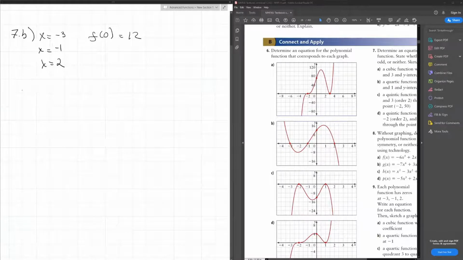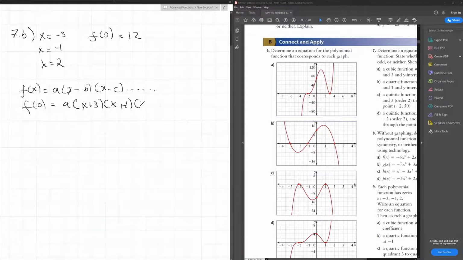Well, we know that the way to write a polynomial function would be f of x equals a, where this is the leading coefficient, and then this is x minus something, let's say b, x minus c, and so on. So in here we know that f of 0 is equal to a, and we know what the factors have to be, since we know the x-intercepts: x plus 3, x plus 1, and then x minus 2. Again, since it's f of 0, this just equals a times 3 times 1 times negative 2, which is equal to negative 6a. Negative 6a is equal to 12, so a is equal to negative 2.